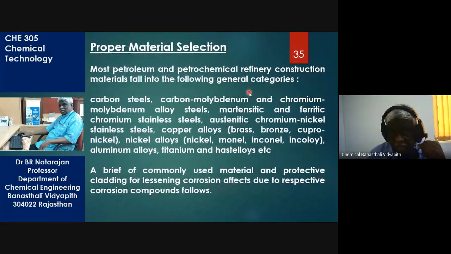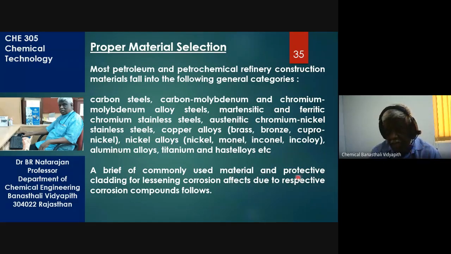Then material selection, right? So for my heat exchangers and the refinery equipment, my materials may be carbon steel, carbon molybdenum, chromium molybdenum alloy steels, martensitic and ferritic chromium stainless steels. These are all structures and properties of materials that give different potentials to these alloys, and austenitic chromium nickel stainless steel, copper alloys like brass, bronze, cupro nickel, nickel alloys, nickel, monel, inconel, incoloy, aluminum alloys, titanium. I have a whole lot of combinations for choosing my material.